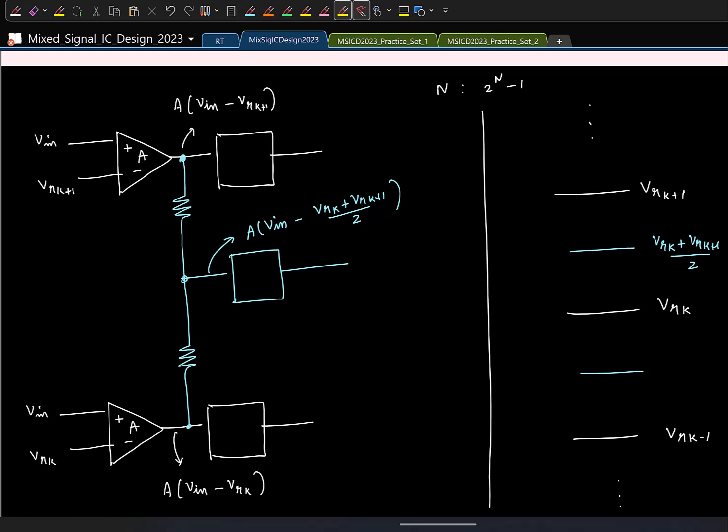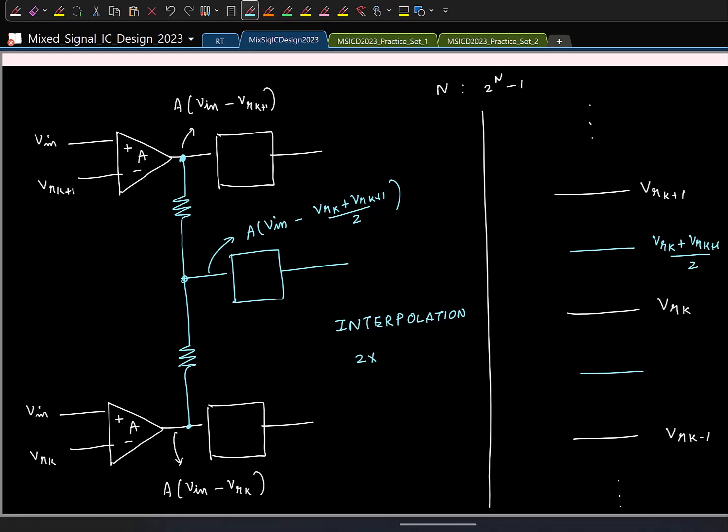If I do that, I will get the average of the two, and we can basically get away without using one additional preamplifier. Between each branch, I am removing one preamplifier, so the number of preamplifiers required reduces by a factor of 2. So this technique is called interpolation, and in particular this is referred to as 2x interpolation for obvious reasons. So let us say now I want to have a 4x interpolation. What do I do?